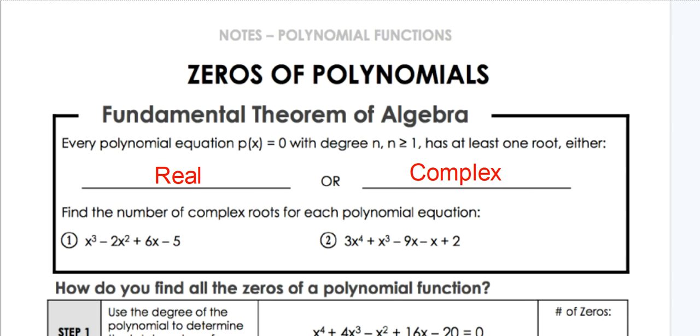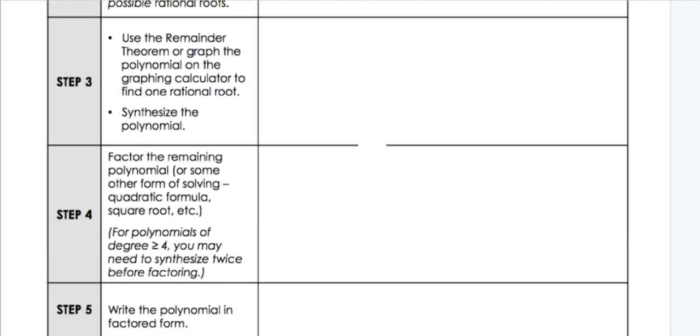The way we use the fundamental theorem of algebra is that we look at the degree of the polynomial, and we know that the degree matches the number of roots. So for this polynomial in number 1 here, we can see that it's a third degree, so that means that it has 3 total roots that we would need to find. If we look at the second one here, we can see that it's 4th degree, so I would need to find 4 roots for that one. So that fundamental theorem of algebra is what we are going to use to start solving.